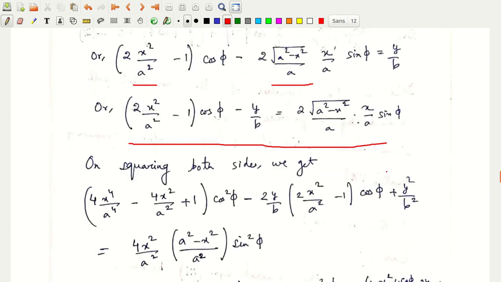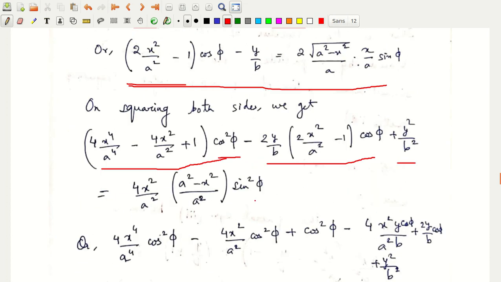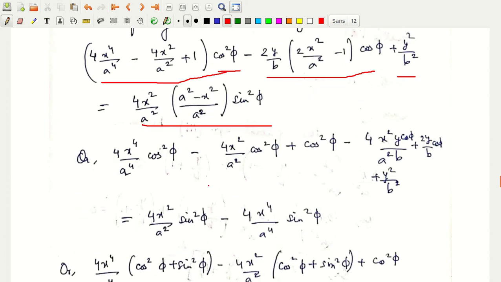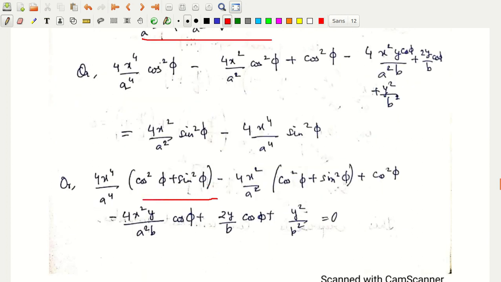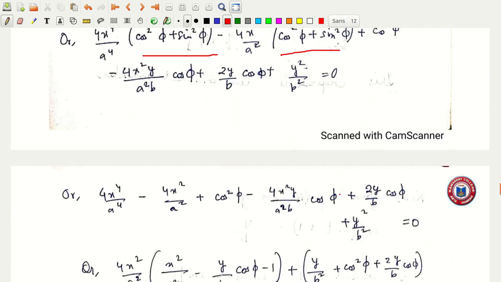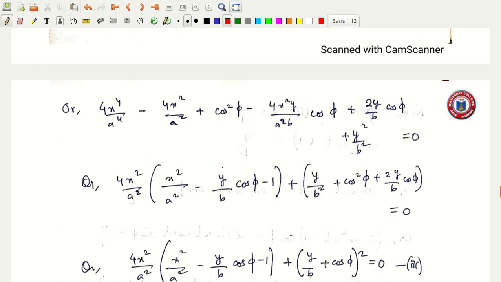Now I square both sides. So (a minus b) square, this full thing squared, cos square phi minus 2ab plus b square, and the right side also squared similarly. Then I collect like terms and bring in the terms of cos square phi and sin square phi, so that I can use the identity cos square phi plus sin square phi equal to 1, and from there finally I get this equation.